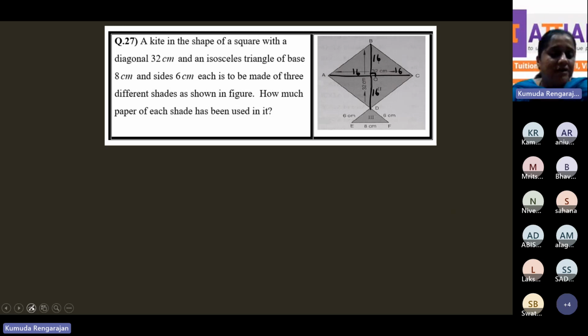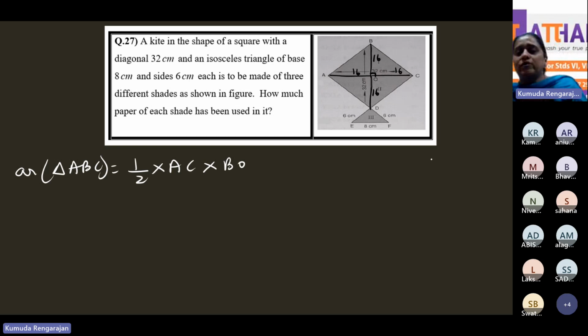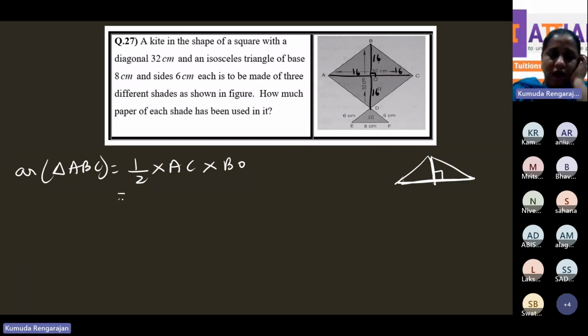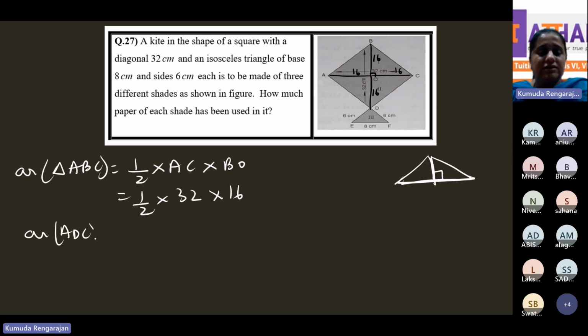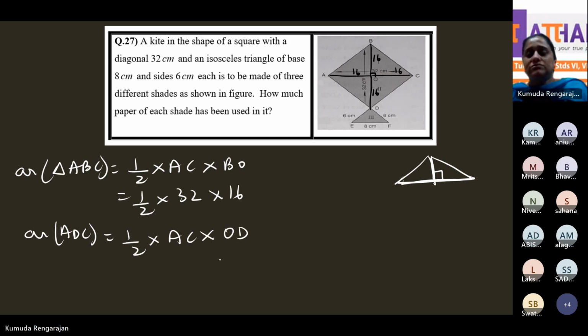Now, for the first part, the area of triangle ABC is equal to half into base AC into altitude BO. How do you find the area of a triangle? Half base into height. So half into 32, AC is 32, into height 16. This will be the area of triangle ABC. Area of triangle ADC will be half into base AC into height OD, or DO. So half into 32 into 16. Now for the triangle, you should find the area using Heron's formula.